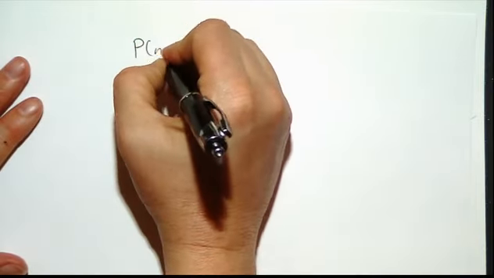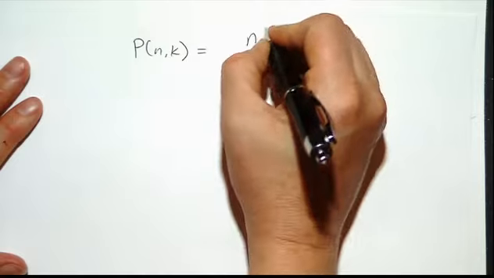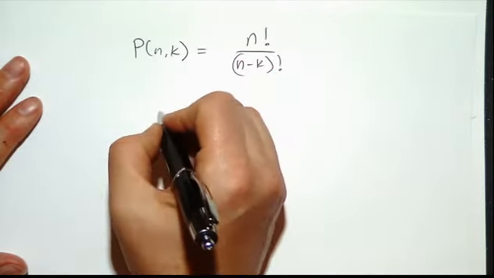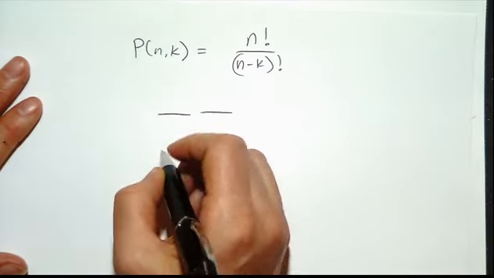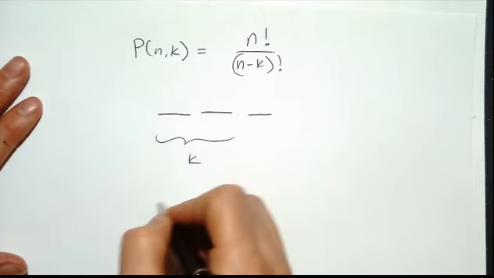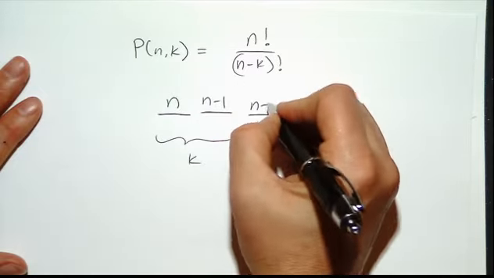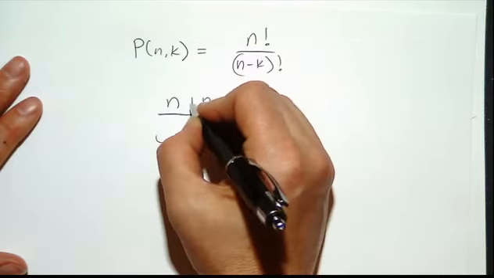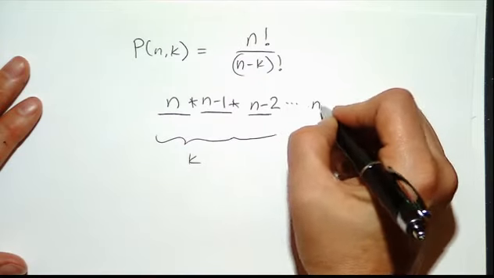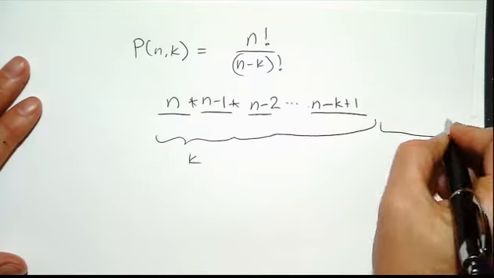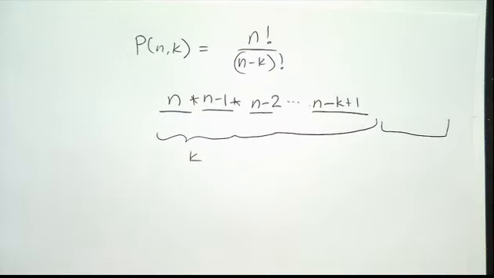So when we see P(n,k), that's how we write it. It's going to be n factorial over n minus k factorial. Again, that's because I draw k blanks. So however many k is. And I start with n in the first blank. The second blank gets n minus 1. The third blank gets n minus 2. And so on all the way down to n minus k plus 1. So there's k of those. And the rest of the factorial has n minus k slots.